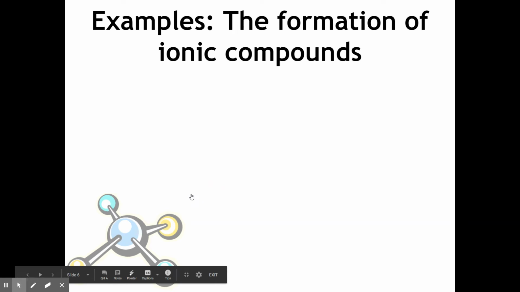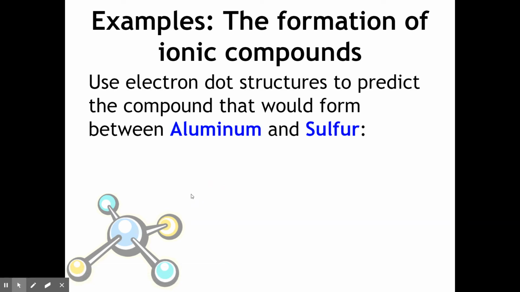For our next example, we will be doing electron dot structures to predict the compound that will form between aluminum and sulfur. Okay. So first we have aluminum. Aluminum has 3 valence electrons. Sulfur has 6 valence electrons.